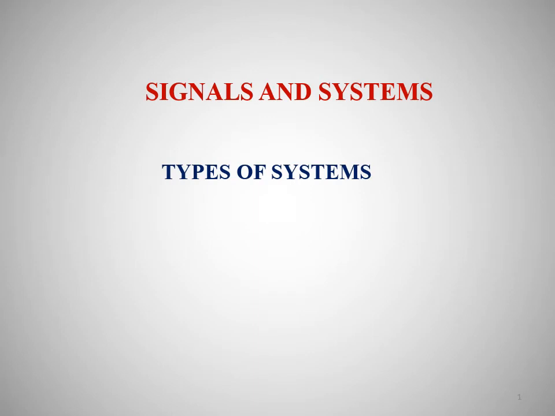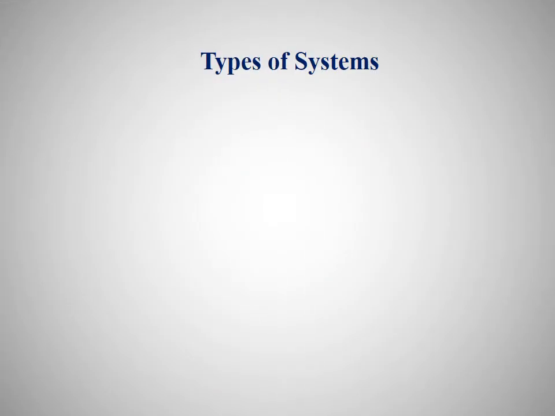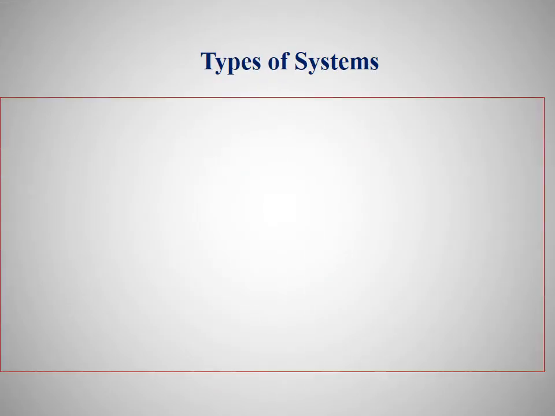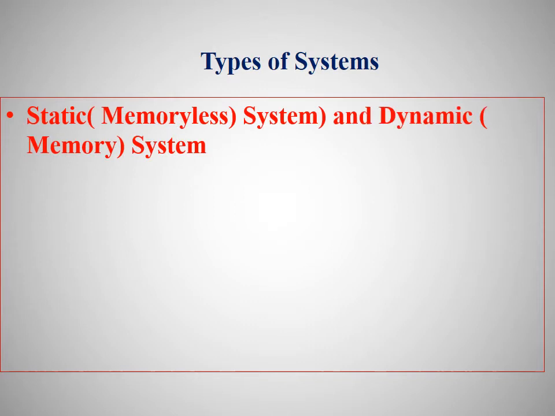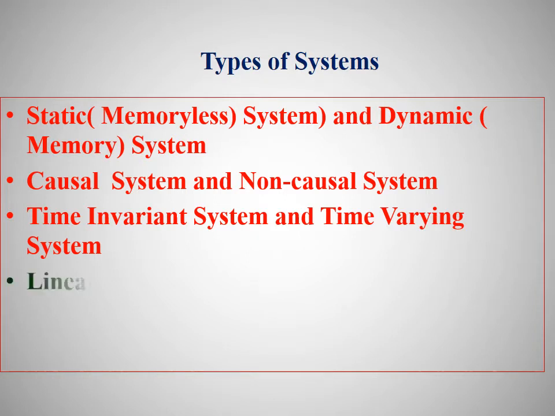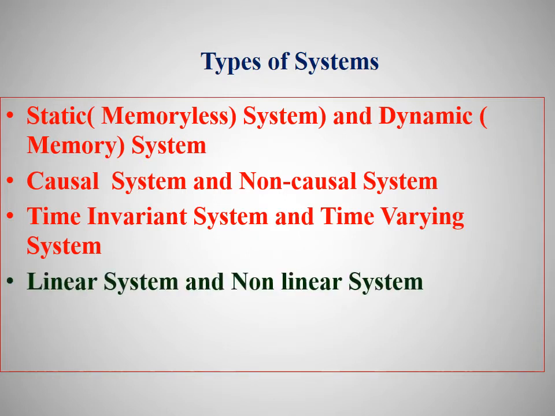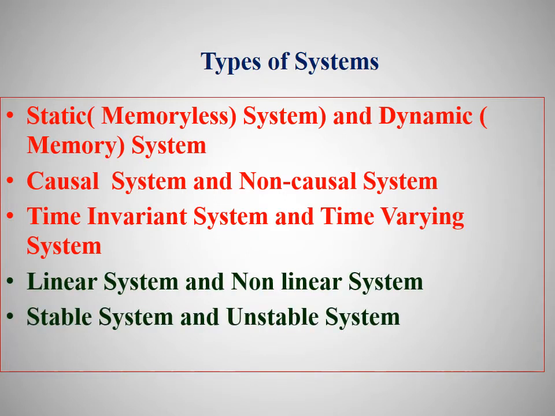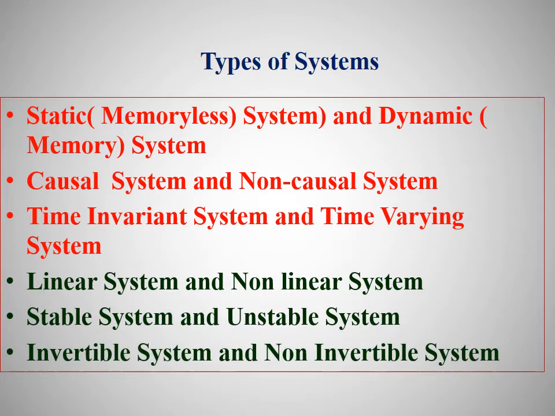Today's video is the second in the series on the various types of systems that occur in the domain of signals and systems. What are the different types of systems? Static and dynamic, causal and non-causal, time invariant and time varying, linear and non-linear, stable and unstable, invertible and non-invertible systems. The last three are going to be the discussion of this video, as the other three have already been discussed in the previous video.